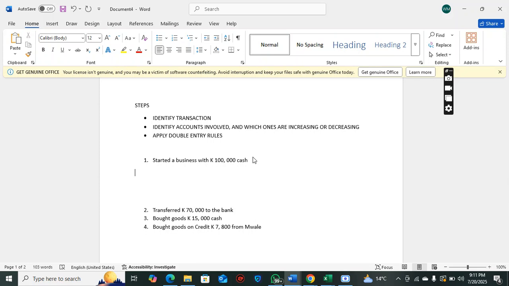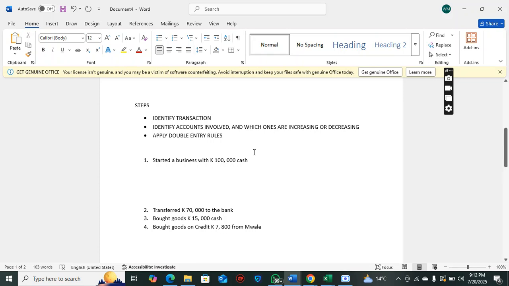Okay, at the same time, the cash account for the business was at zero. So we've put in cash now. It has increased to 100,000. Okay, so we've identified both accounts are increasing.